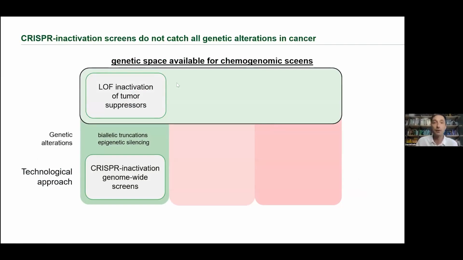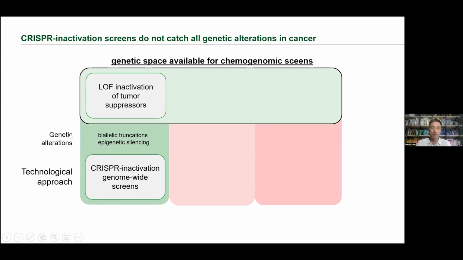However, there's lots of genetic space available for chemogenomic screens. And so when we're doing CRISPR inactivating screens, we're really looking at loss of function inactivation of tumor suppressors. And the genetic alterations in cancers here might be biallelic truncations or epigenetic silencing. And that's what we did as a CRISPR inactivation genome-wide screen.